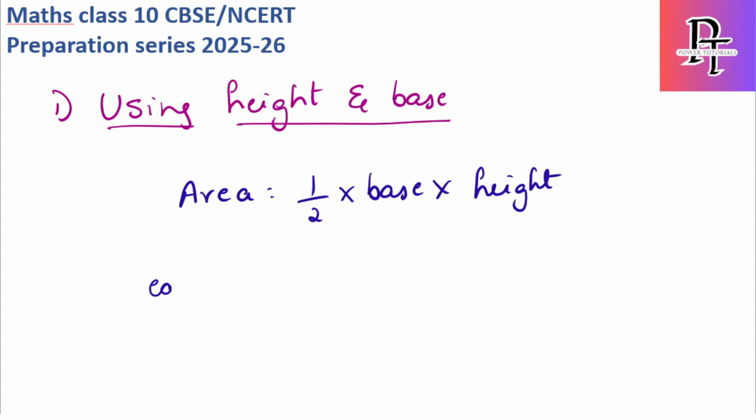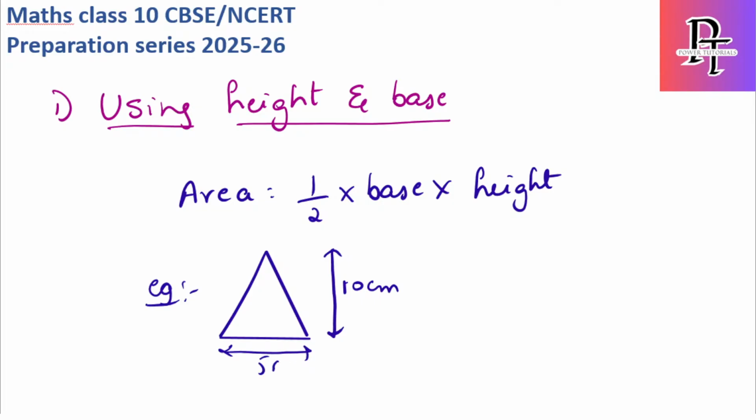For example, if I say I have a triangle like this, and I know this height, which is called height, is mentioned as 10 centimeters, and the base is the bottom one, which is 5 centimeters, then what is the area of this triangle? It is half into base into height, which is half into 5 into 10, so which becomes 5 into 5, which is 25 square centimeters. Always remember the area of any triangle or any figure is measured in square units. Why? Because it is centimeter into centimeter, so that's why it is square centimeter.